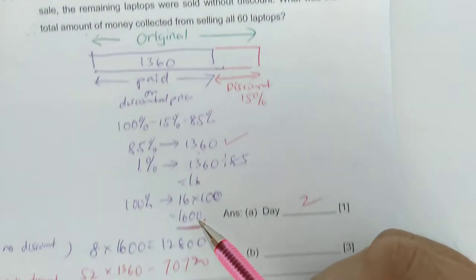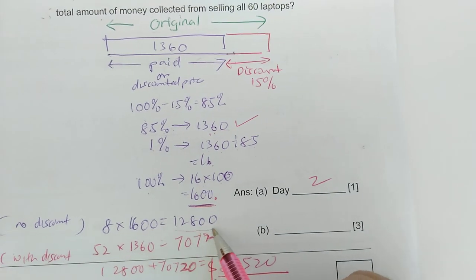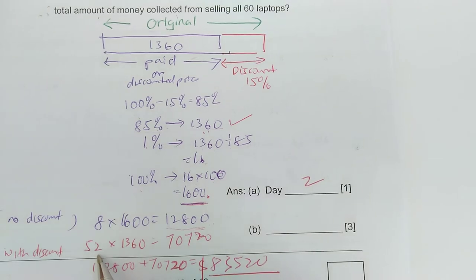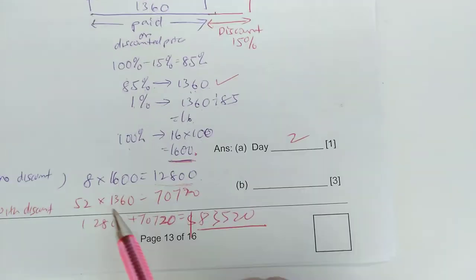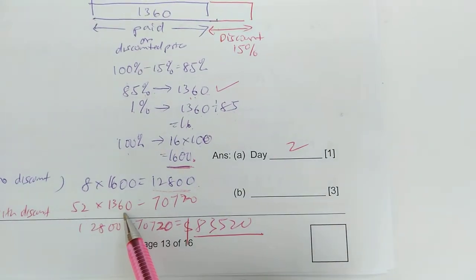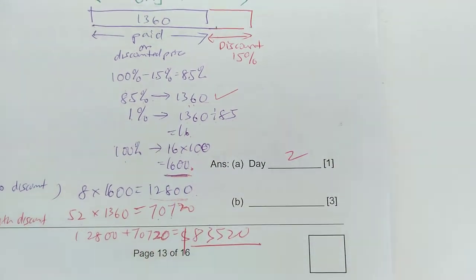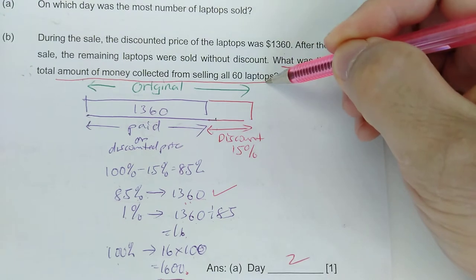So this is a laptop without discount. 8 of them will bring in $12,800. 52 were sold with discount. This is the discounted price. See? Discounted price. 52 times 1,360, we have $70,720. So in total, what was the total amount of money collected from selling all 60 laptops?